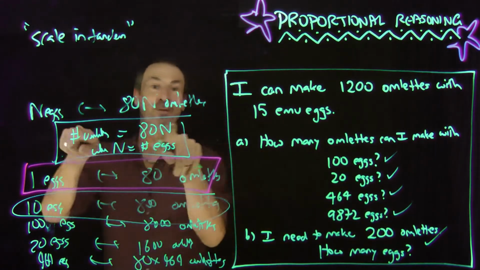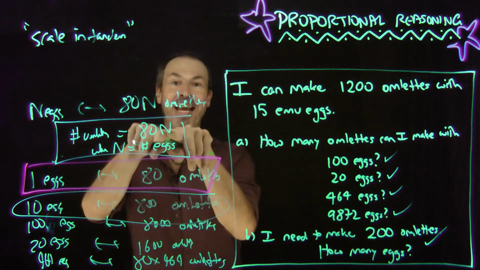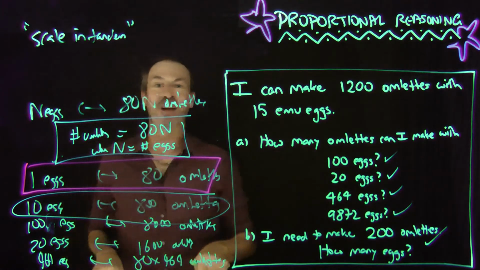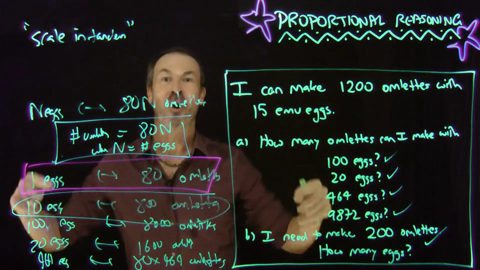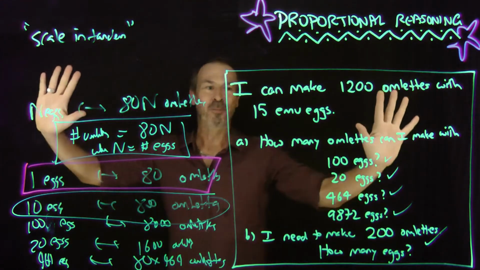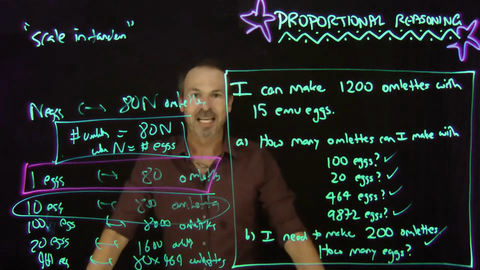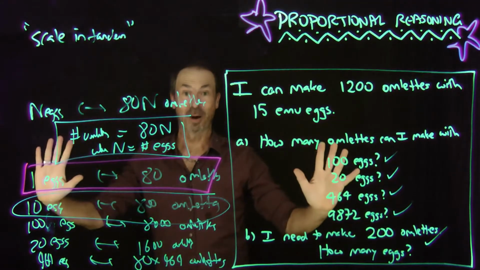Or if you want to be a little more algebraic, if you're in upper grades, 200 equals 80n, therefore n must be 200 over 80. The number of eggs must be 200 over 80, which is 20 over 8, which is 10 over 4, which is 2.5. Beautiful. We've done it all. This is the typical problem in a textbook, and common sense leads the way.